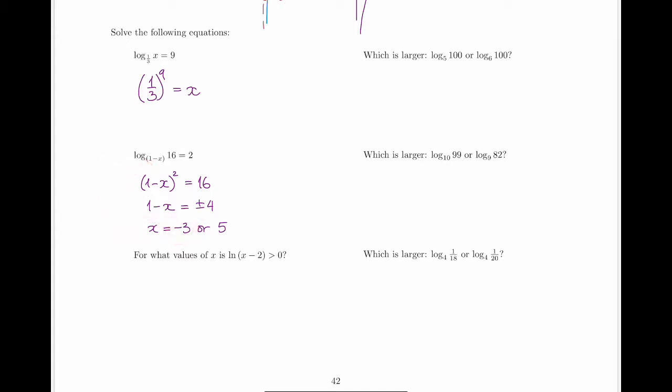So if I plug in -3 into the base here, I'm going to get, maybe let me write this down, logarithm base 4 of 16. And that of course is 2, because the power to which I have to raise 4 to get 16 is in fact 2. But if I plug in the 5, I'm going to get logarithm base -4 of 16. We cannot have a negative in the base, which means that this solution is extraneous. So I'm going to have to disregard it, and altogether I have only one solution here.